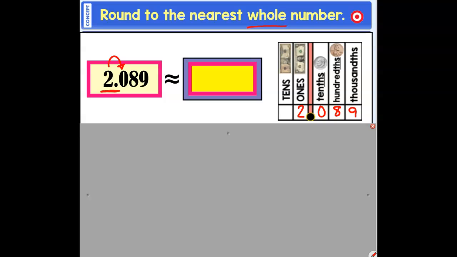Well, if I have $2.08, I'm going to round it to $2. I'm only 8 cents away. I'm 92 cents away from $3.